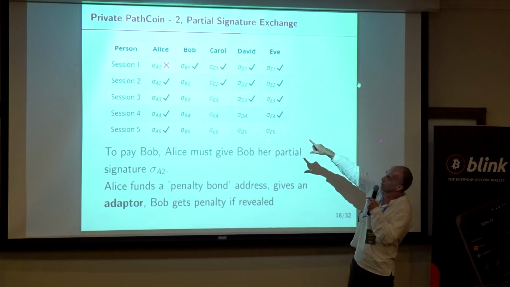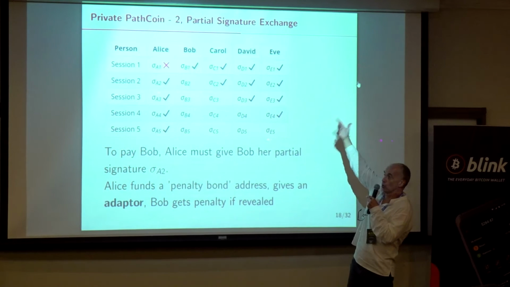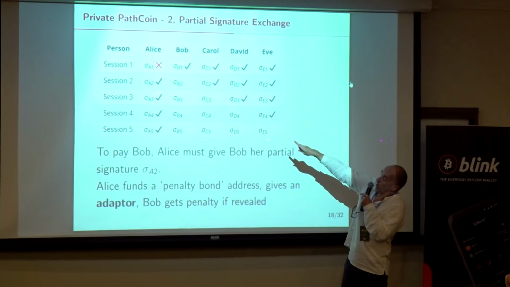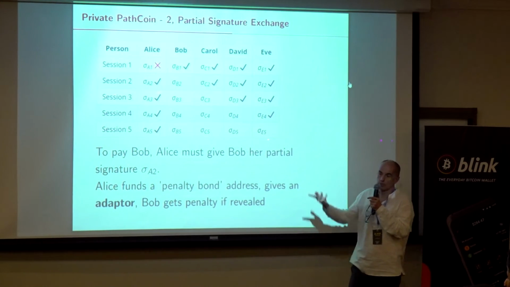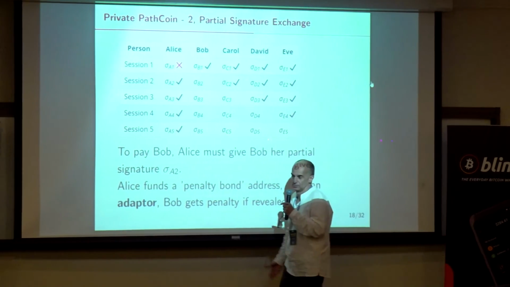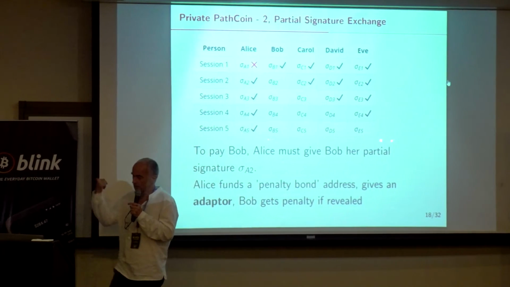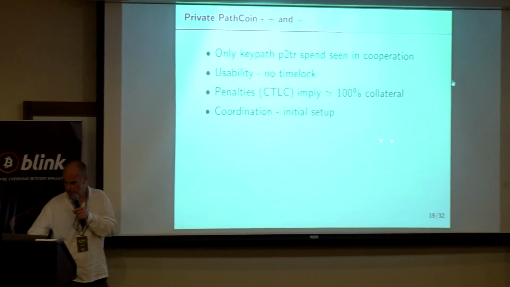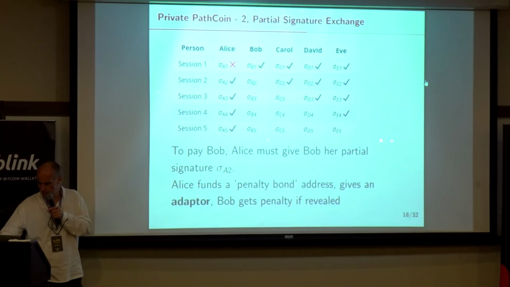if Alice broadcasts that first signing session to her own output address, Bob will be able to claim a penalty which is greater than the actual value of the coin. Is that making any sense? I don't want to spend too much time because I know there's people waiting, but does that make any sense to people? Yes, that makes sense.